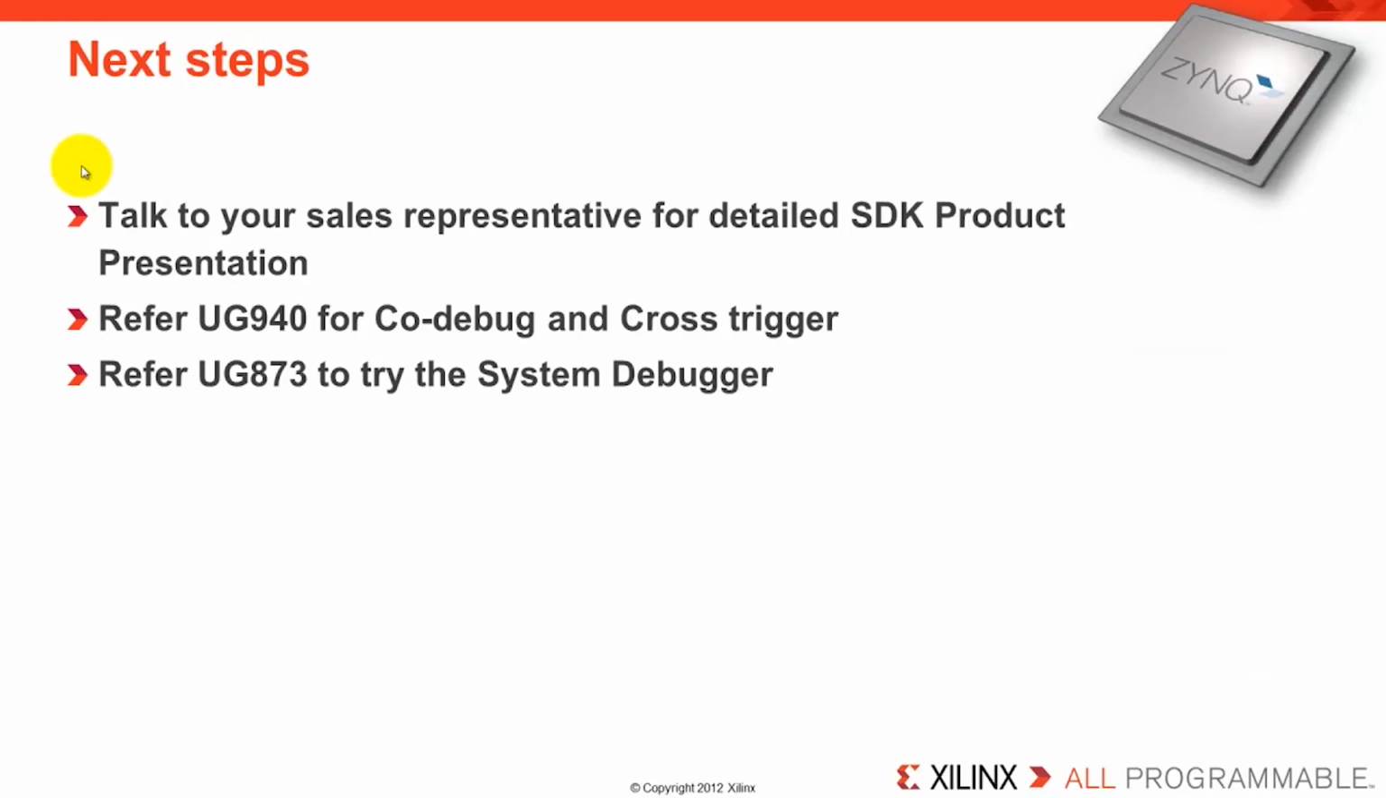As a next step, talk to your local sales team for a detailed SDK product presentation. Refer to user guide 940 to know about co-debug and cross-triggering. Also try out the system debugger using the steps provided in the Zynq Concept, Tools and Techniques guide.